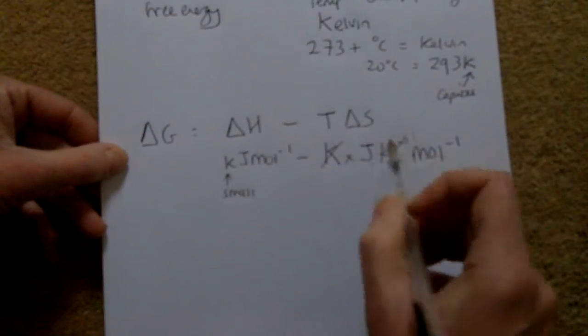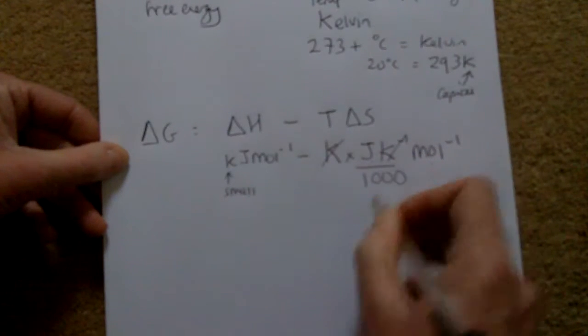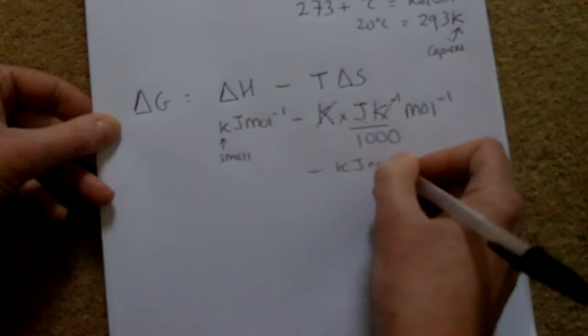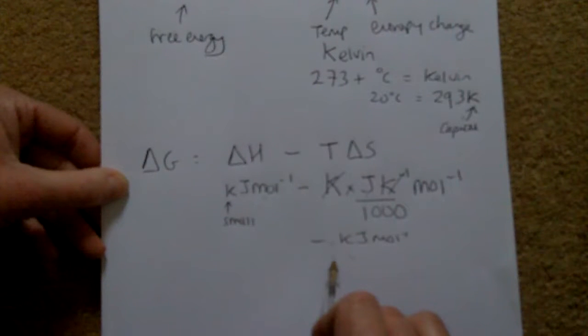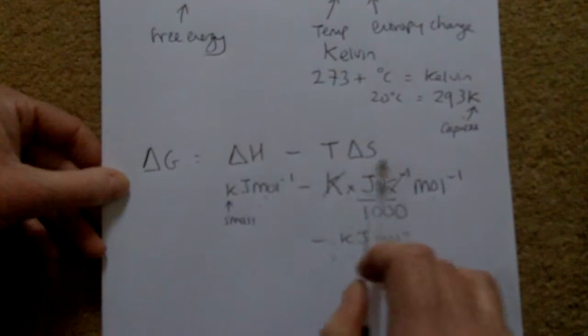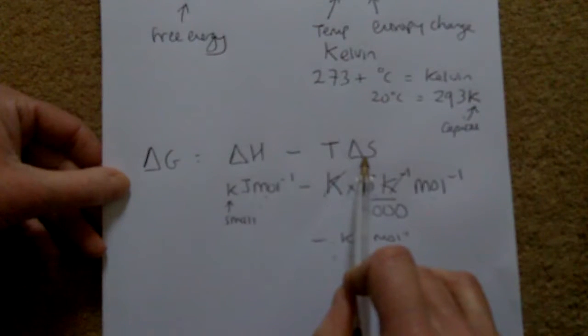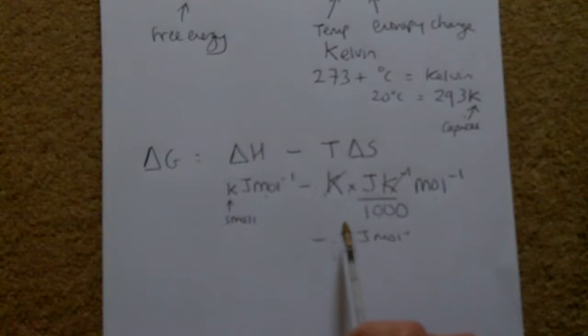So you need to divide your joules by 1,000 so that it is now kilojoules per mole, and so that the two energy changes match. So don't forget, when you're doing your calculations, to change the change in entropy. Divide by 1,000 to change it into kilojoules.